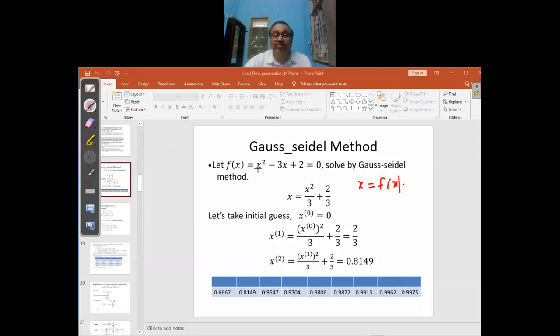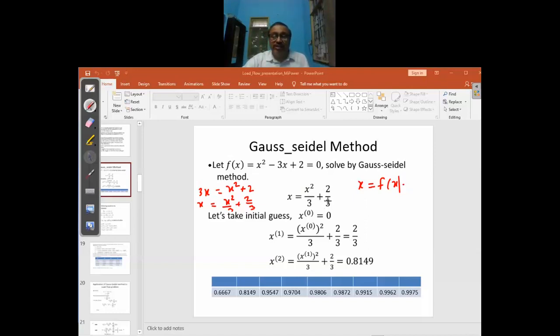Now if this was the equation x square minus 3x plus 2 equal to 0, I can say 3x is equal to x square plus 2, or x is equal to x square divided by 3 plus 2 divided by 3. So it is in the form x is equal to f of x. This is a requirement for the Gauss-Seidel method, that x has to be expressed in terms of x.